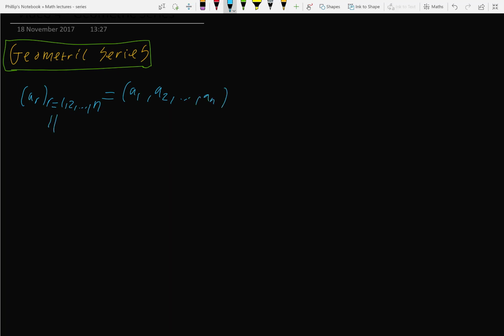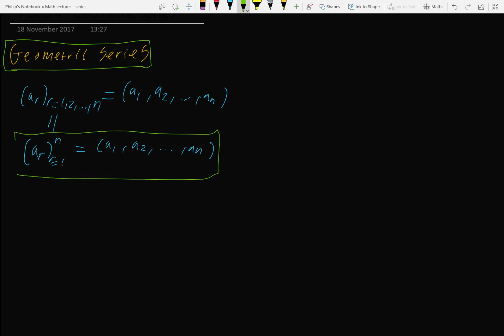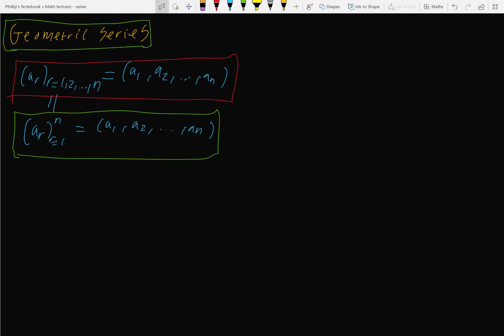Now, instead of that, I'm going to use the following. It's just a bit more compact and a bit nicer. It's the same list and the same definition, just a bit nicer. So going forward, I will be using the notation in the green box rather than the notation in the red box to define a finite sequence containing n terms. Okay, so let's carry on with the topic of this video, which is a geometric series.